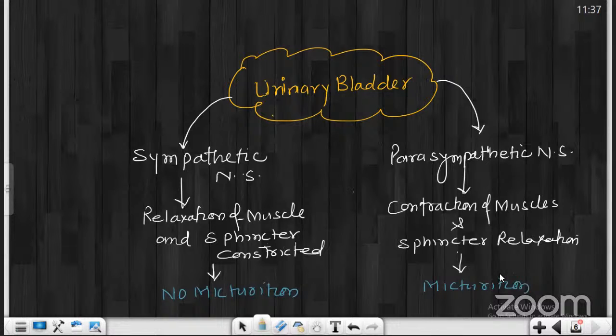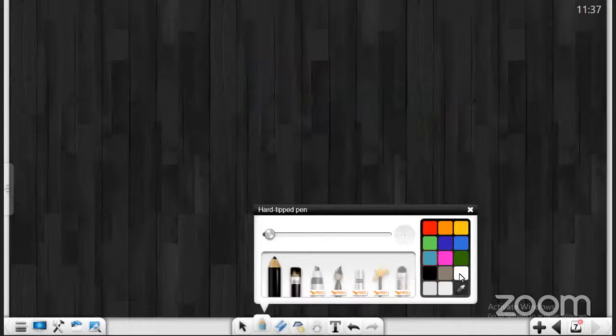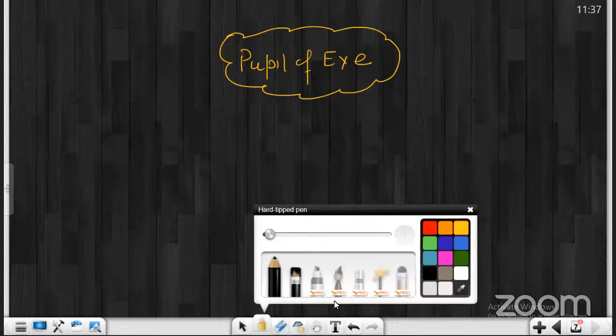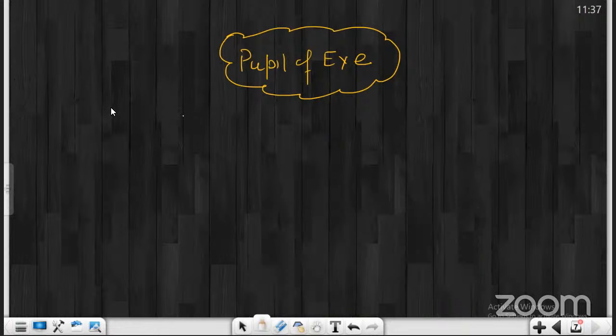Taking one more example, one more part, that is the pupil of the eye. When the diameter of the pupil of the eye is increased, more light enters. When you get frightened, the diameter of the pupil increases. Your eyes become wide. Let us see the effect on the pupil with the help of the sympathetic and parasympathetic systems.